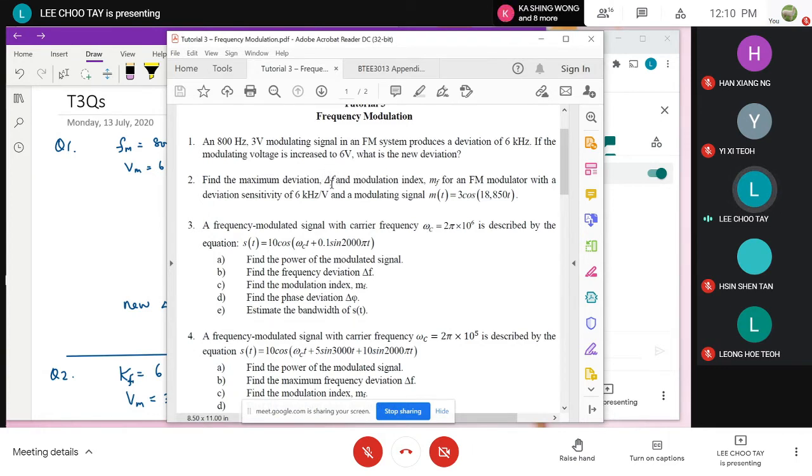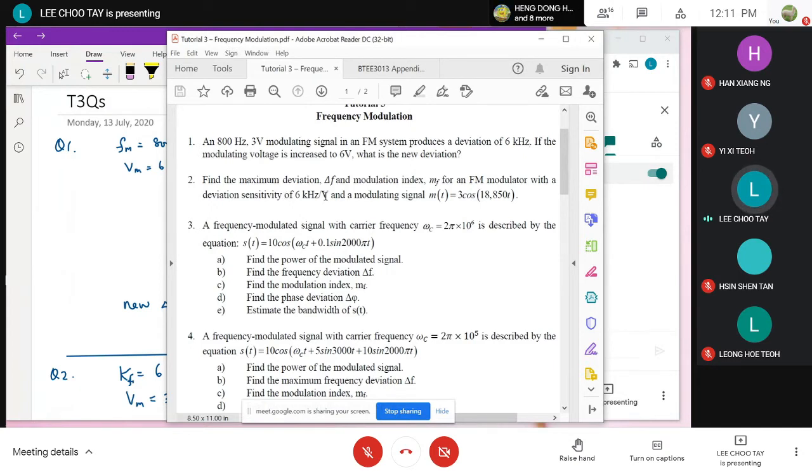How do we find delta F? We find delta F by using the equation delta F equals Kf times Vm, right? Because the deviation sensitivity given here is your Kf. How do you know it's Kf? Deviation sensitivity is Kf, and if you are not sure, the unit of measurement will tell you also. It means the FM system is going to change 6 kilohertz for every 1 volt change of the modulating signal voltage.